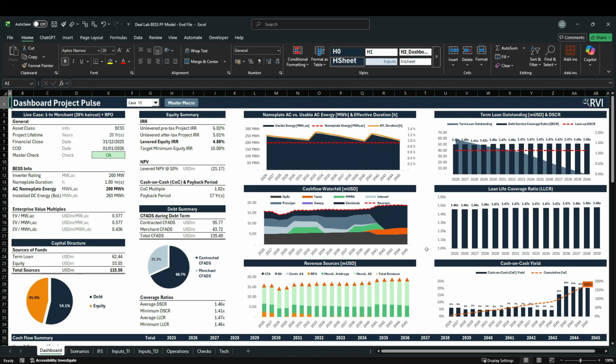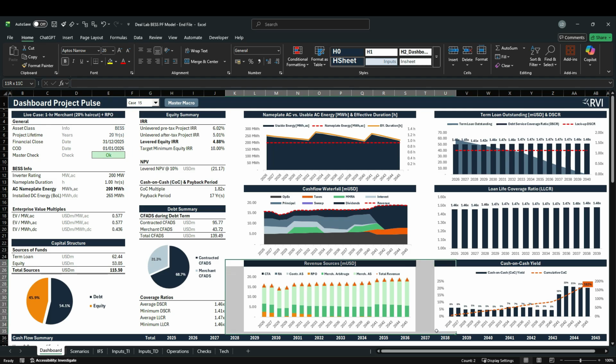Let's recap the lesson with the final dashboard of the model in mind. In this lesson, we kept the project fully merchant on arbitrage and auxiliary services, but we overlaid an RPO to give lenders a downside revenue floor on 100 megawatts of capacity during the financing term. In the revenue sources chart, you can see the minor RPO payouts in orange. And in the next lesson, we will take a step back and summarize all revenue streams from the previous lessons: contracted, merchant, auxiliary services, and the RPO top-ups, and see how they flow into the integrated financial statements and ultimately drive the project's returns and credit metrics.